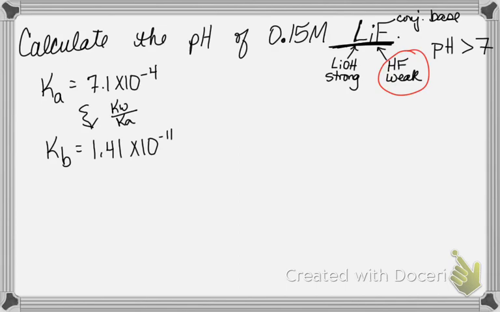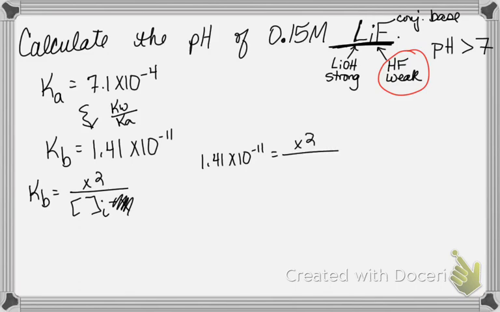And then if you'll remember from there, it picks up like normal. You take the Ka or the Kb. In this case, we're going to take the Kb is equal to x squared divided by the initial concentration of the salt minus x. We're going to assume that's small, and so therefore we can eliminate it. So we'll say 1.41 times 10 to the minus 11 is equal to x squared divided by 0.15, and we're going to solve for x. And for x, I get 1.45 times 10 to the minus 6.